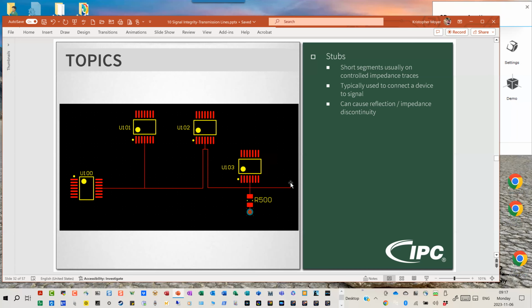This is a worst case scenario right here where it looks like we have deleted a component and left a stub connected to nothing. So this is an antenna. This is a huge reflection point right here.